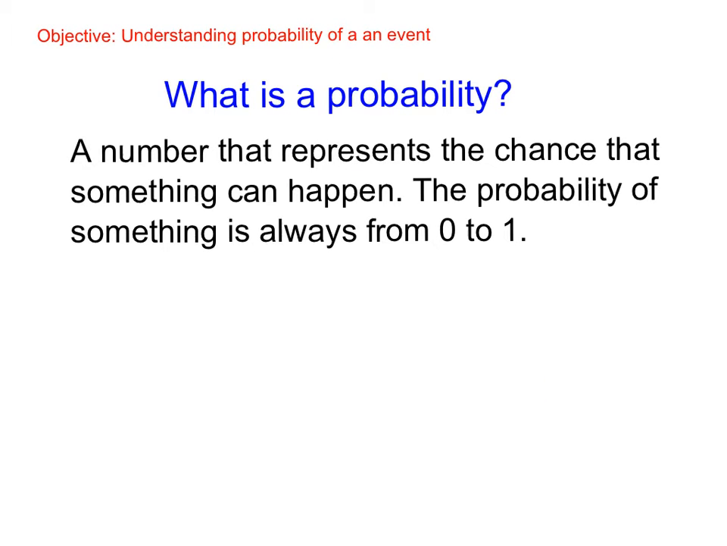So probability is a number that represents the chance that something can happen. The probability of something is always from 0 to 1. I usually use fractions. You can do percentages, you can do decimals, but I usually write it as a fraction. So like 2 out of 3, for instance, would be a probability.